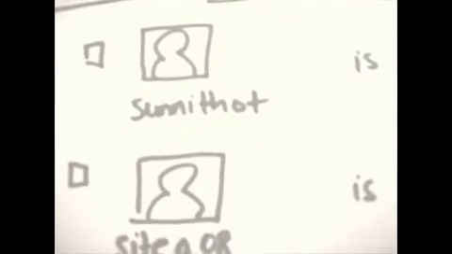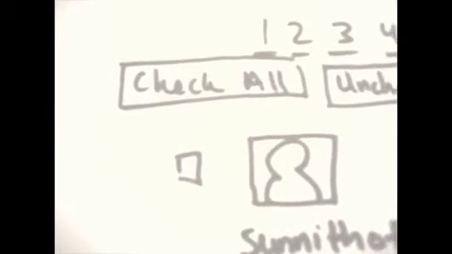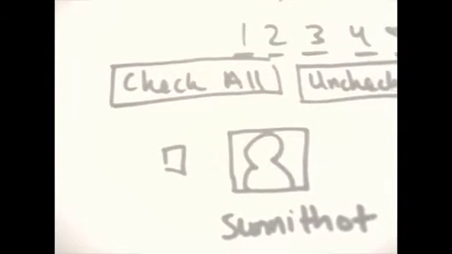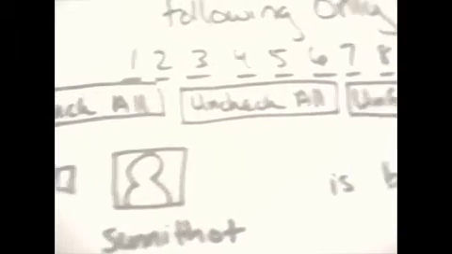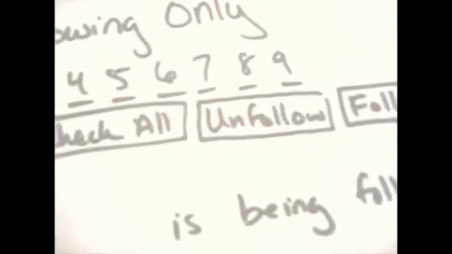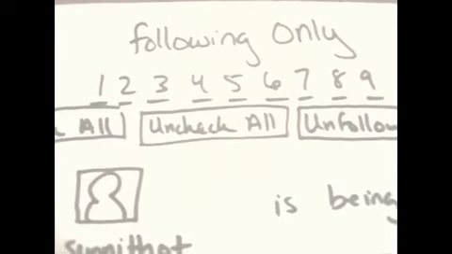Below, you'll see the Twitter account user profiles listed one right on top of each other, and there are checkboxes to the left. At the top, you'll see there's a check all button, which will check all the boxes beneath. There are 100 Twitter profiles showing on each page. There's an uncheck all, an unfollow button, and a follow button. So right now we're on the following only page.